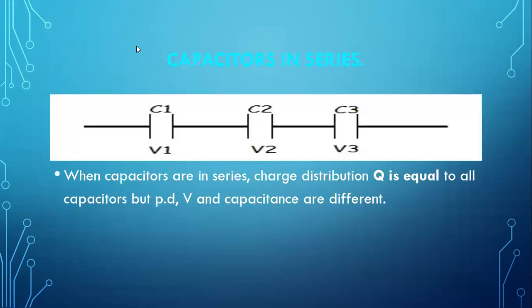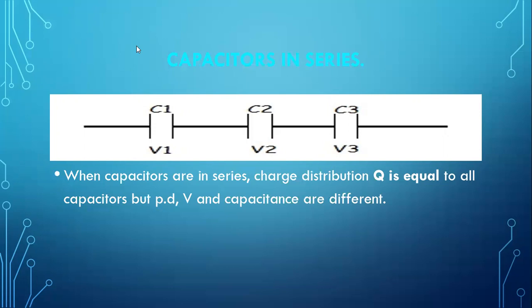Now let's see the capacitors in series. As you can see, that's just an illustration of capacitors in series. When capacitors are in series, the charge, that is Q, is equal for all capacitors, but the potential difference, that is V, and the capacitance are different.